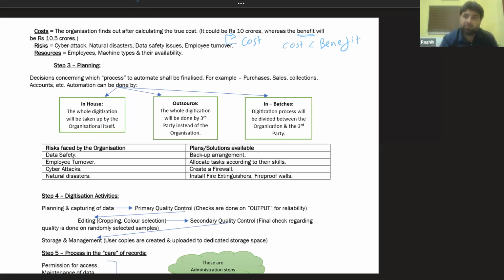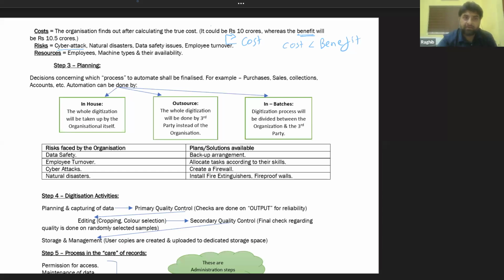So you need to calculate this before you try to do any digitization activities for the whole organization. Try to understand that, because a lot of time is involved. Digitization also takes time, and then you have to pay the employee who's doing it. Whatever the cost involved, you need to take more profits out of it. Okay. Now, what are the risks involved?